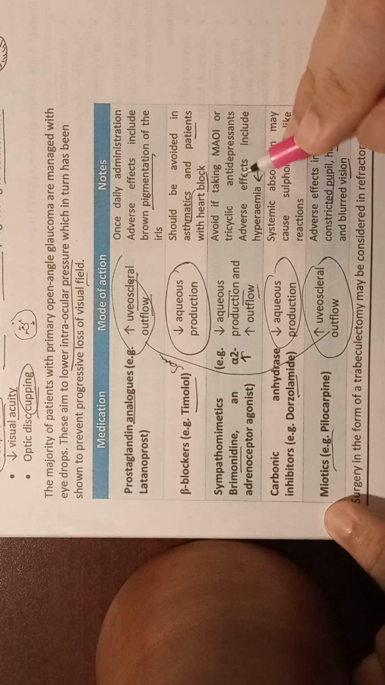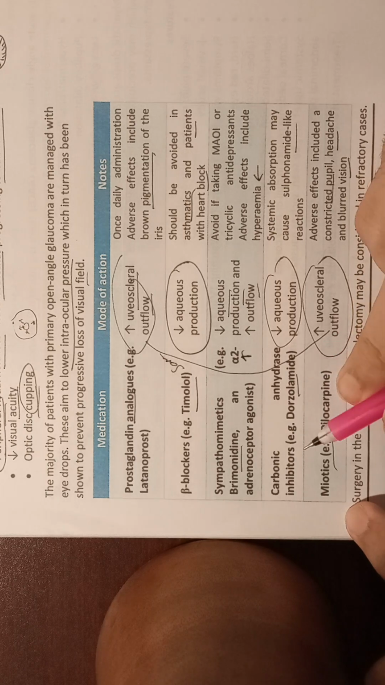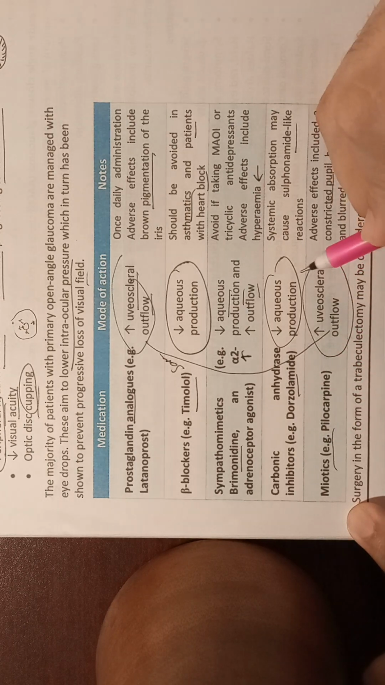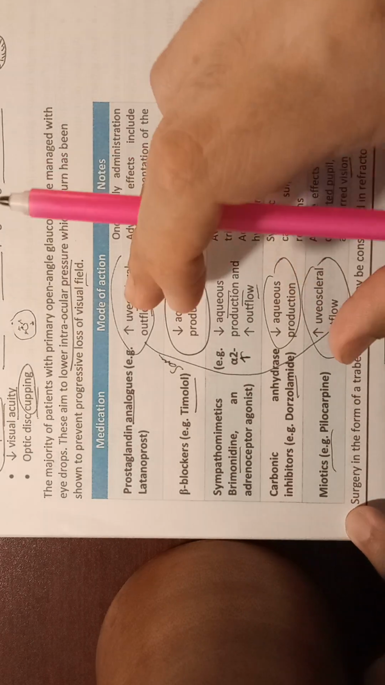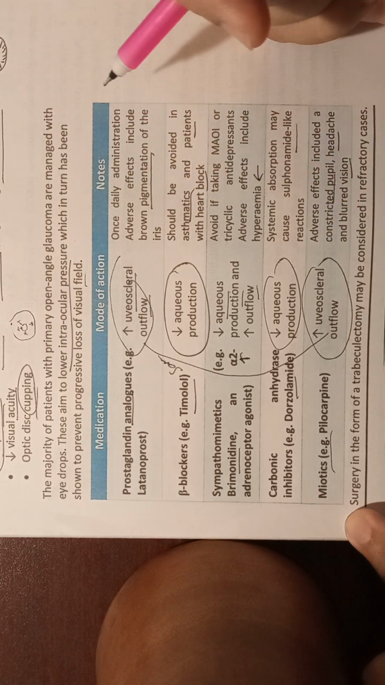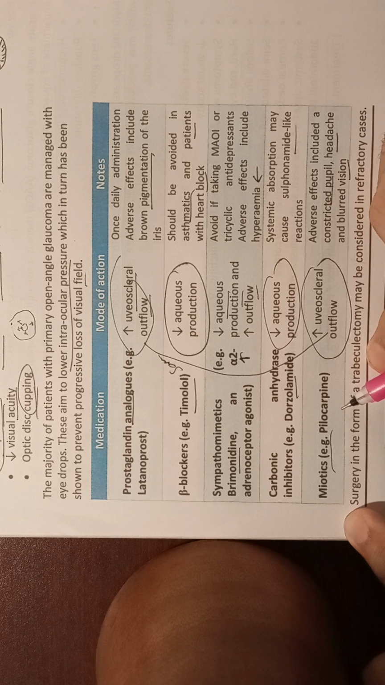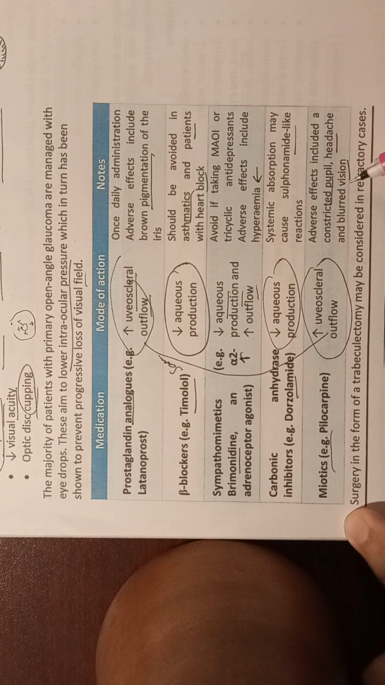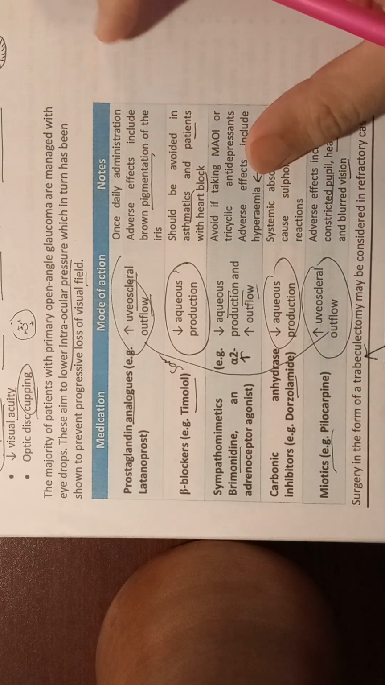Avoid if taking MAOIs or TCAs. Adverse effects include hyperemia. Carbonic anhydrase inhibitors, such as dorzolamide, decrease aqueous production, and acetazolamide is also used here. Miotics, as in pilocarpine, increase uveoscleral flow. Adverse effects include constricted pupils, headache, and blurred vision. Surgery in the form of trabeculectomy may be considered in refractory cases.